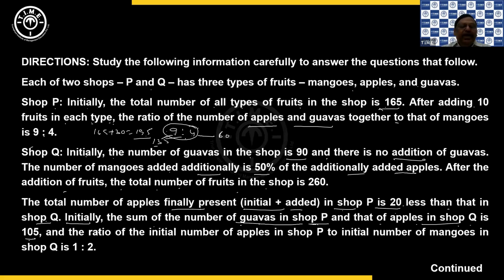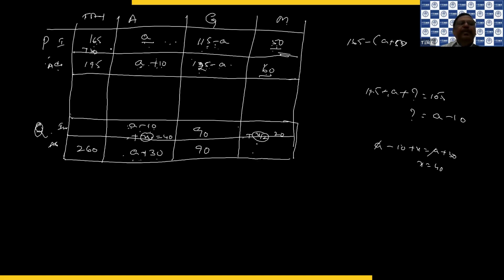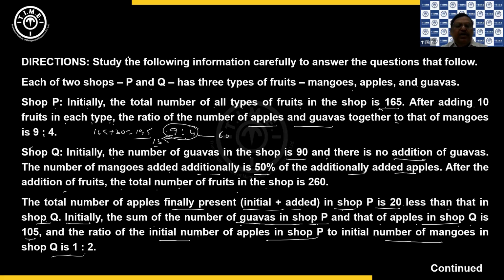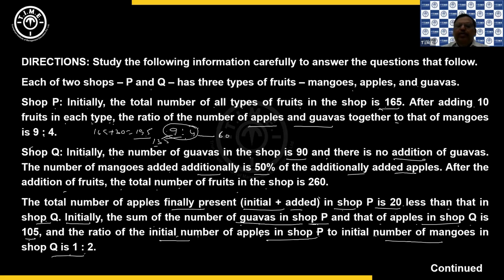And friends, the ratio of the initial number of apples in shop P to the initial number of mangoes in shop Q is 1:2. Initial number of apples in shop P, that is A, and students, the initial number of mangoes in shop Q is 1:2.